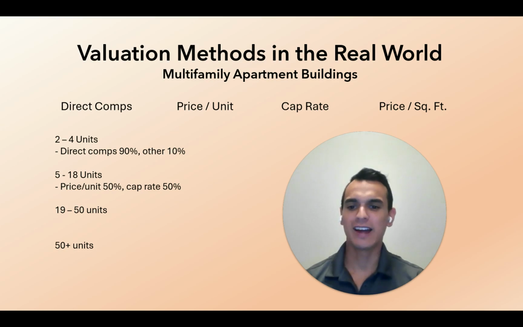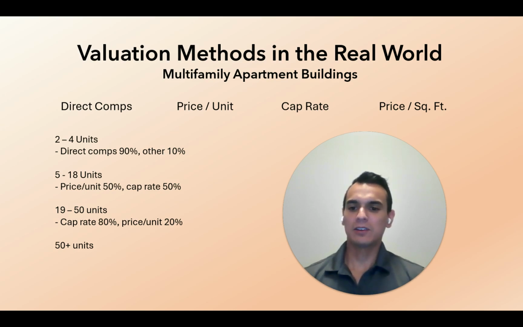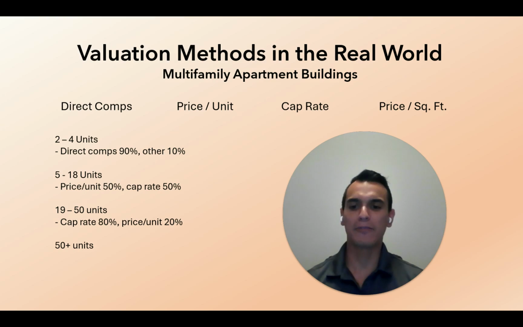Now let's get into 19 to 50 units. And again, these are just rough numbers. Nothing special happens between 18 and 19 units. I just used it for illustrative purposes. But I've broken down here cap rate 80% and price per unit 20%. So now we're putting more of an emphasis on cap rate the higher the unit count gets, and probably less emphasis on price per unit.